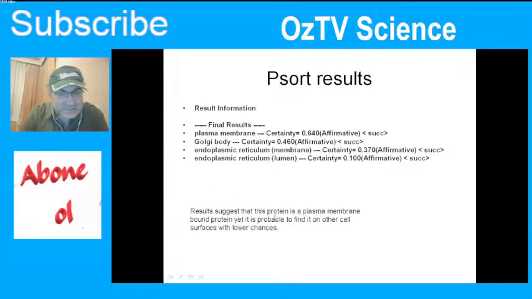So results suggest that this protein is a plasma membrane bound protein, yet it is probable to find it on other cell surfaces with lower chances. So lower values for Golgi apparatus, and higher chance for plasma membrane. The 0.6. See, 0.3 for endoplasmic reticulum, and then 0.1 for endoplasmic reticulum lumen. So it's just lots of spaces for life to exist.